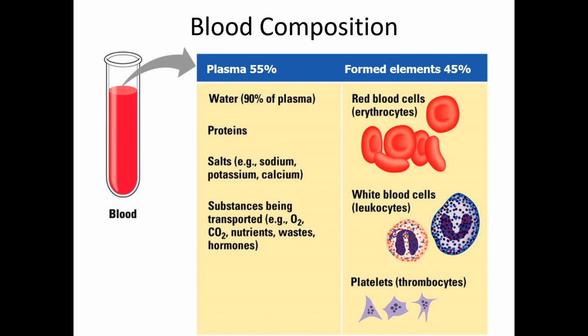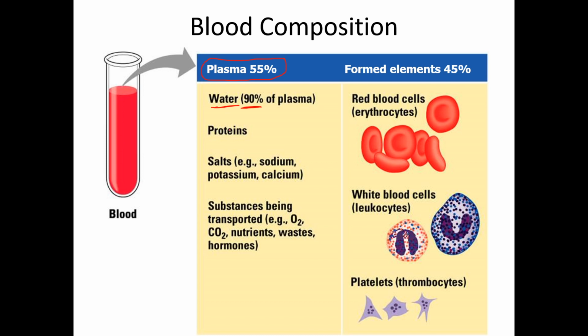If we look at the blood, a little bit over half of it is this plasma. Again, think of this as the liquid portion of the blood. The vast majority, approximately 90% of your blood plasma is water. So over half the blood is plasma, and the majority of that plasma is just water.